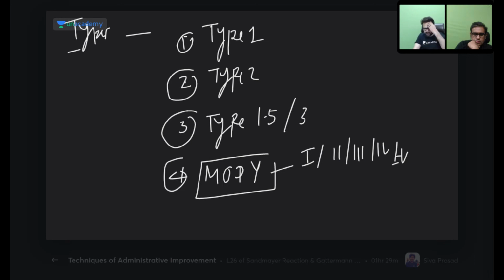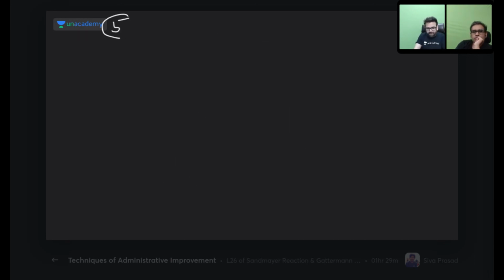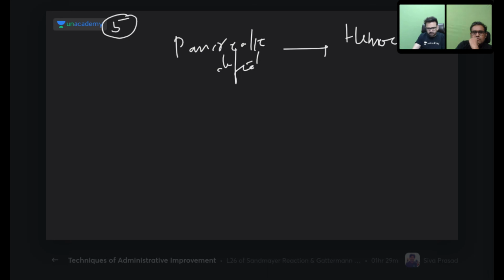What else can cause diabetes? Dr. Ankit has just discussed in the starting: pancreatic defect. What are the pancreatic defects that can cause diabetes? For example, hemochromatosis, then cystic fibrosis, then chronic pancreatitis, not acute. Acute has different pathophysiology and chronic has different pathophysiology. Chronic pancreatitis can cause diabetes.